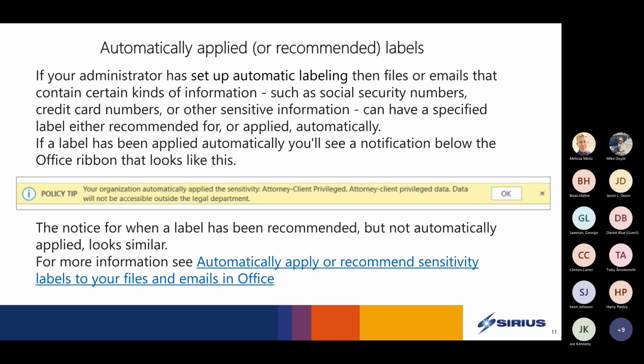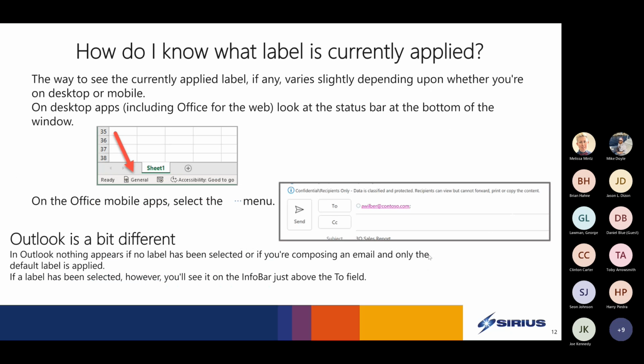I put a link down here as part of this presentation so that you could go in there and get more information about automatically applying sensitivity labels. Once those are applied, you'll be able to see if that label is currently applied to the document. And I gave you a couple of just quick little looks here. So in an Excel spreadsheet, you can see that the general label has actually been applied here.